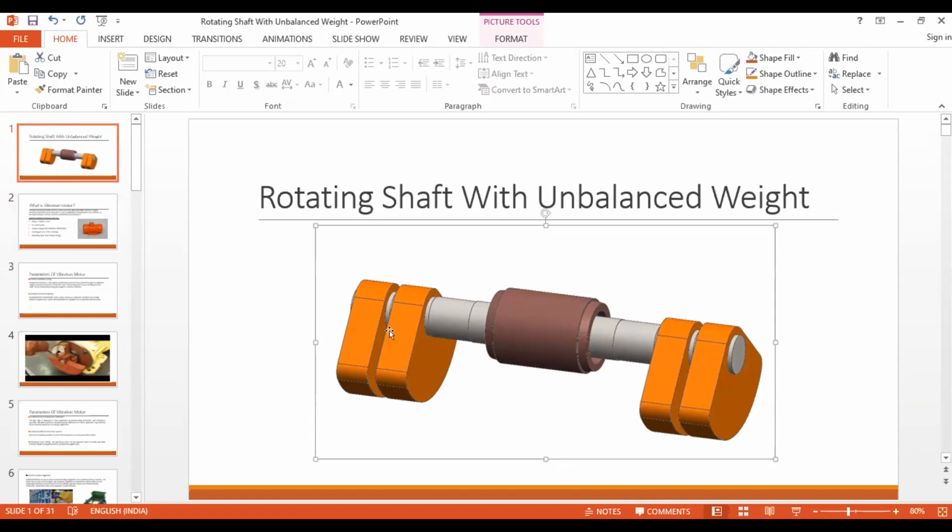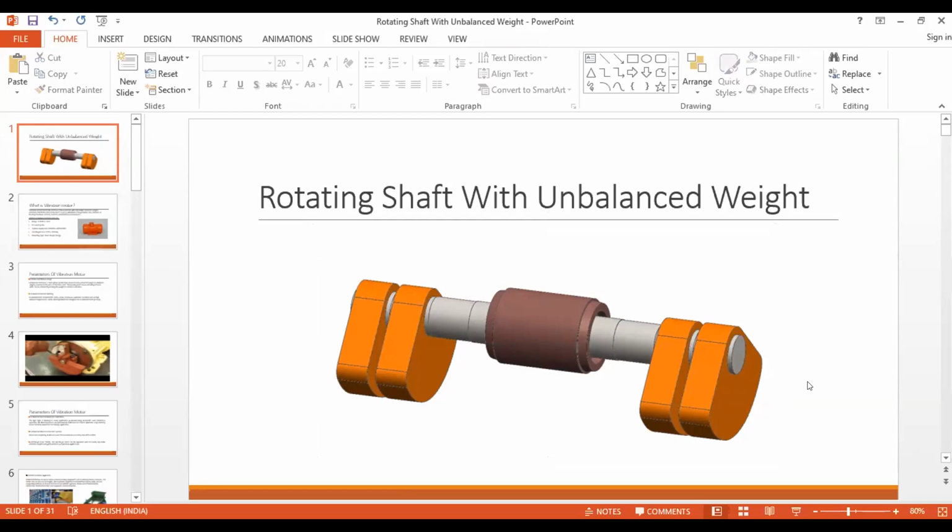While this is rotating, the unbalanced weight component will generate centrifugal force. That's how the vibrations are created, and these vibrations are transferred to the body and from the body to various applications. I will explain these applications in further slides.